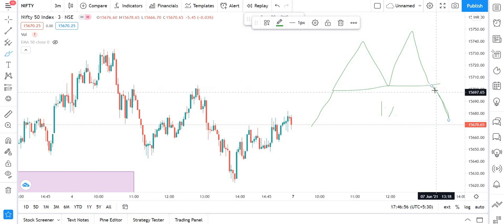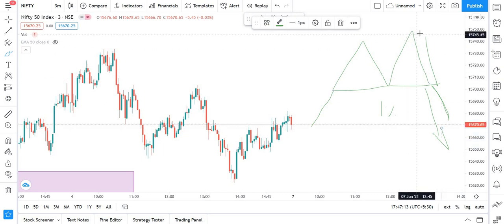Prices are expected to go down from here, so this is going to be our target. The difference between the neckline and the top, the high, is going to be our target. Our stop loss will be above the neckline. Once we go short over here, if prices cross above the neckline with a good bullish candle and close above the neckline, then our stop loss has triggered.